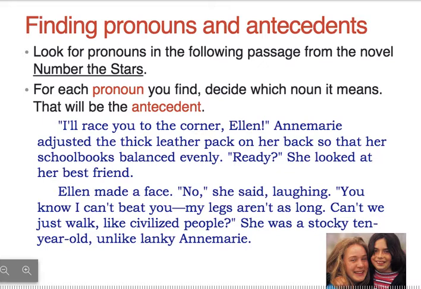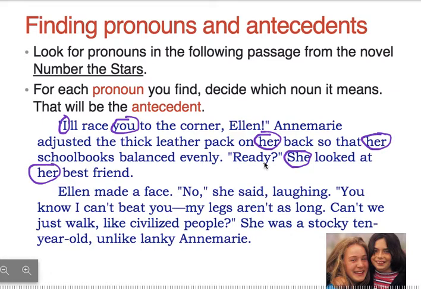"I'll race you to the corner, Ellen." Right away, I see two pronouns. I see I and I see you. "Anne-Marie adjusted the thick leather pack on her back so that her school books balanced evenly." Looking in that sentence, a couple pronouns that I see are her and then her again. "Ready? She looked at her best friend." She is a pronoun, and her is a pronoun. So we're going to keep going and looking for more pronouns.